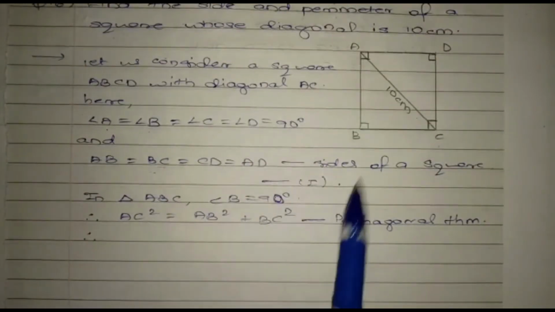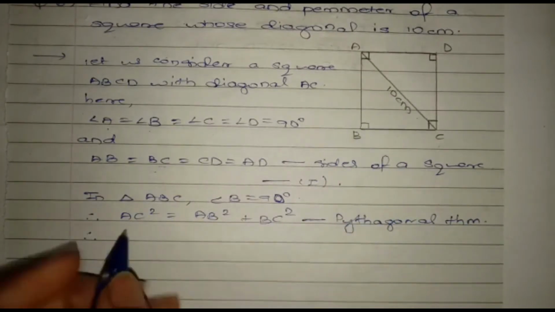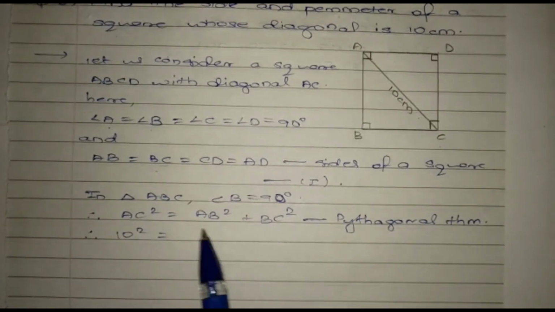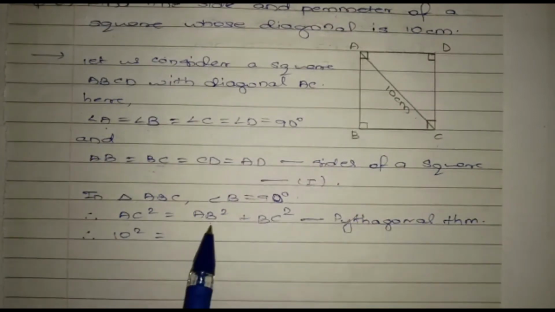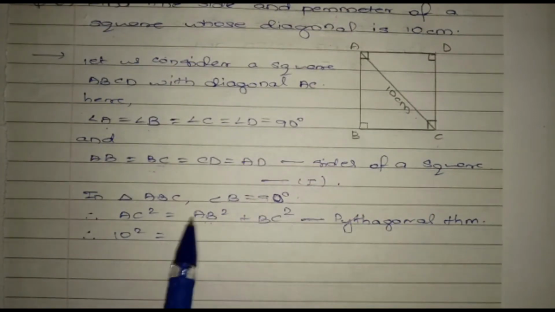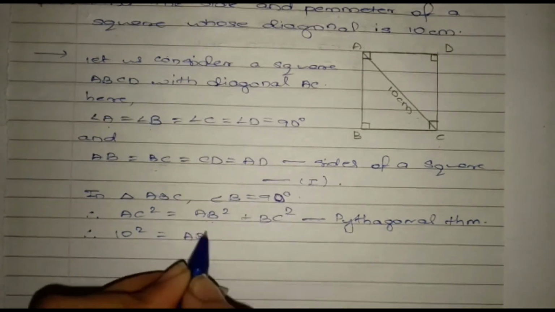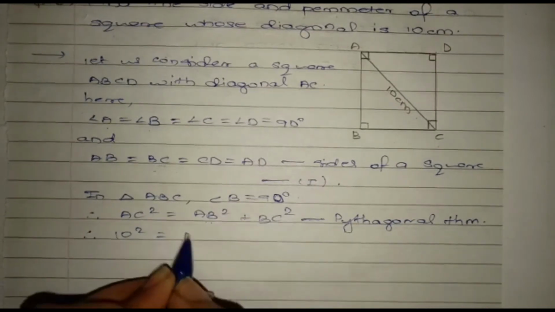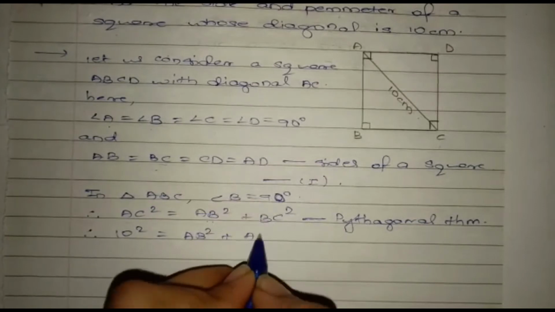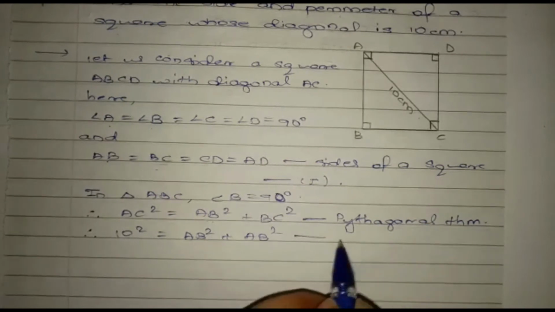Now AC is given, that is 10 centimeter, the diagonal of the square, that is the hypotenuse of the triangle. So we will write 10 square is equal to, now here AB and BC are equal because those are the sides of a square. So we will write AB square plus AB square. Why? Because BC is equal to AB, it is a side of a square.